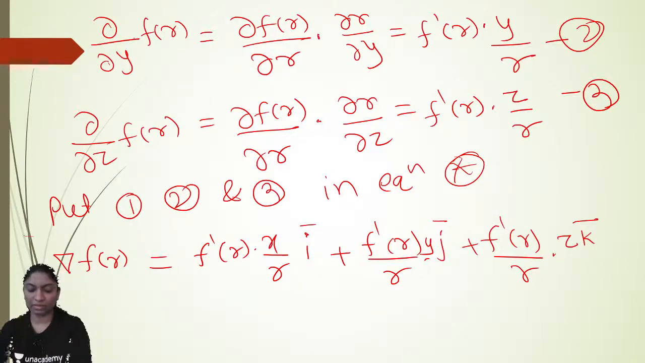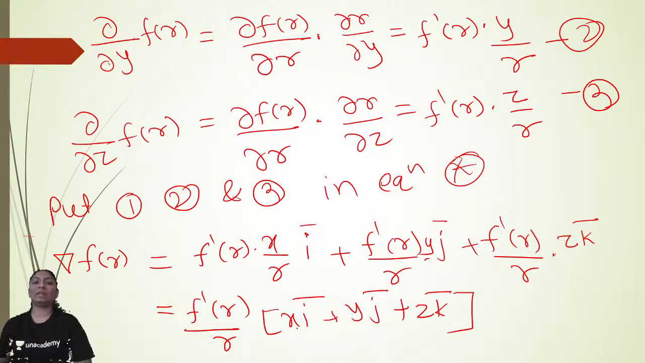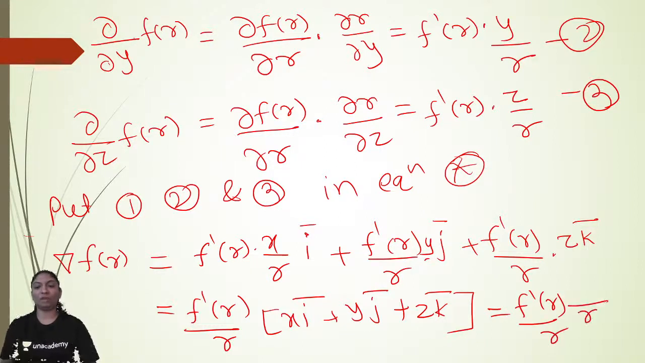So you will get this. So ultimately, if I take f dash of r upon r common, f dash of r upon r into bracket, we will get x i plus y j plus z k, right? But x i plus y j plus z k is nothing but what? Is nothing but our r bar. So you will get del of f of r is equal to f dash of r upon r into r bar. Okay, I hope you are clear here.